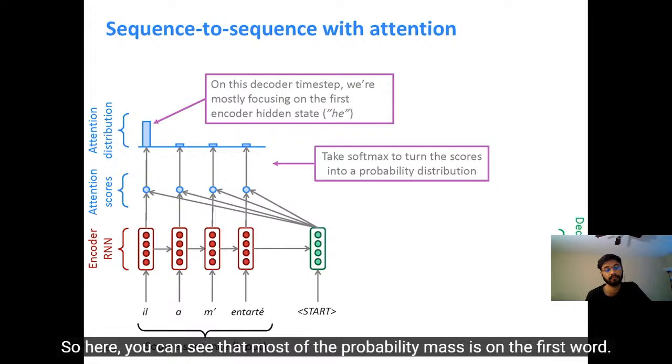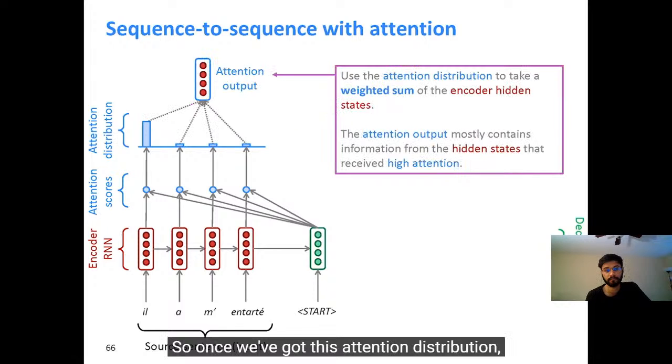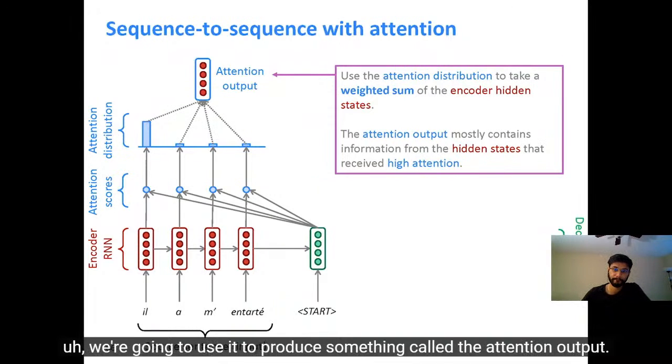So here you can see that most of the probability mass is on the first word. And that kind of makes sense because that first word essentially means he, and we're going to be producing the word he first in our target sentence. So once we've got this attention distribution, we're going to use it to produce something called the attention output.